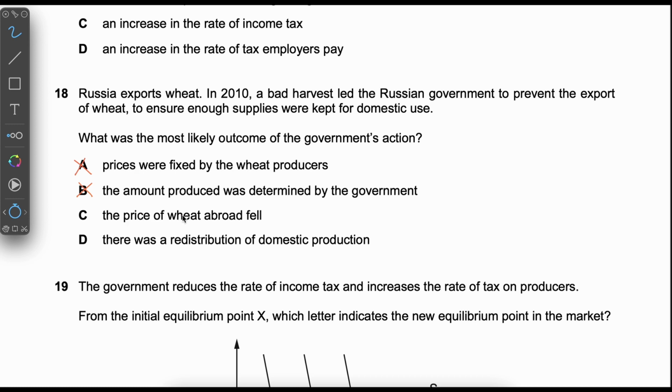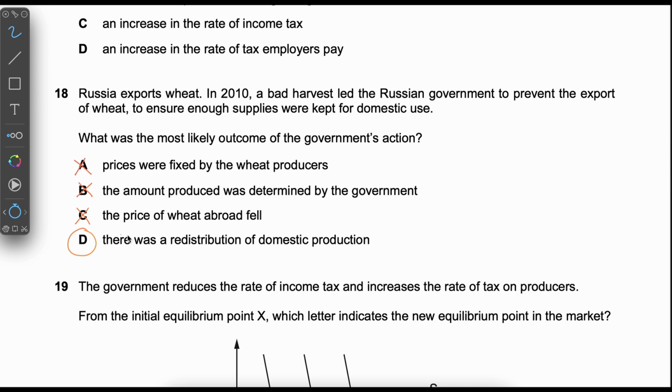The price of wheat abroad fell. Okay, so we're dealing with Russia, we're dealing with a bad harvest in Russia, we're dealing with Russian policies. It has nothing to do with any of the prices of wheat abroad. Okay, so we can eliminate C, which leaves us with D.